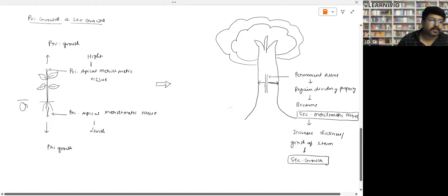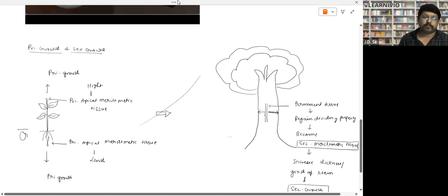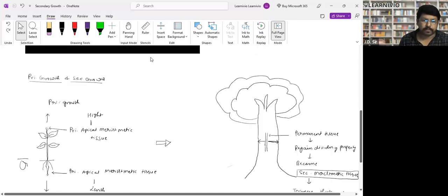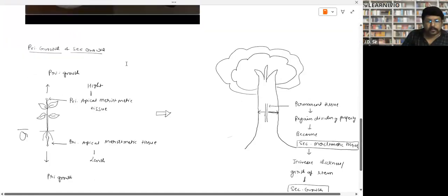Is this concept crystal clear, what is the primary growth and what is the secondary growth? I want an answer from everyone. Yes, sir. Please note it down in your notebook. Please note it down quickly, and then let me know. Then I will tell you how the secondary growth is taking place.